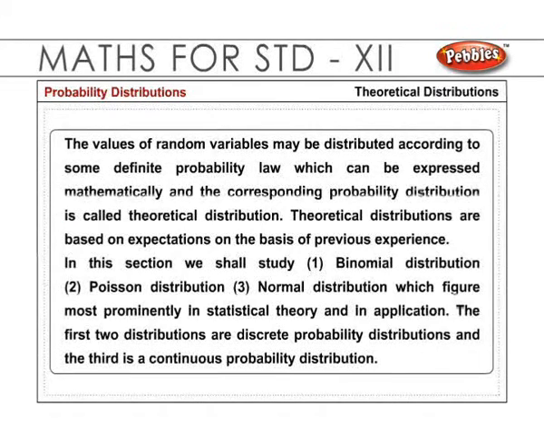Theoretical distributions. The values of random variables may be distributed according to some definite probability law, which can be expressed mathematically, and the corresponding probability distribution is called theoretical distribution. Theoretical distributions are based on expectations on the basis of previous experience. In this session, we shall study 1. Binomial distribution, 2. Poisson distribution, 3. Normal distribution, which figure most prominently in statistical theory and in application. The first two distributions are discrete probability distributions, and the third is a continuous probability distribution.